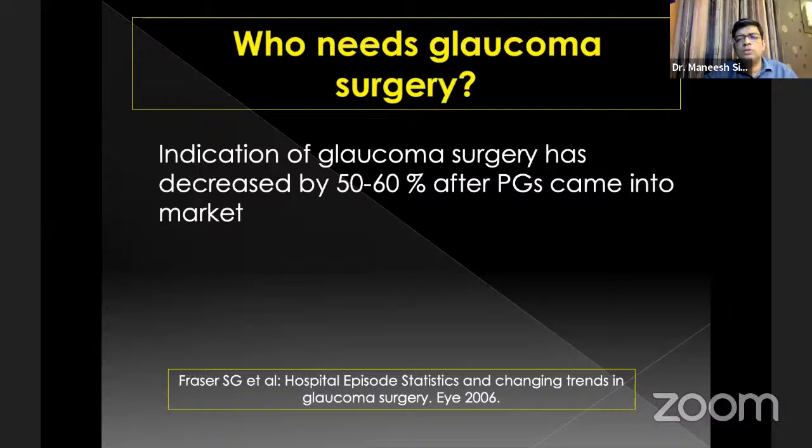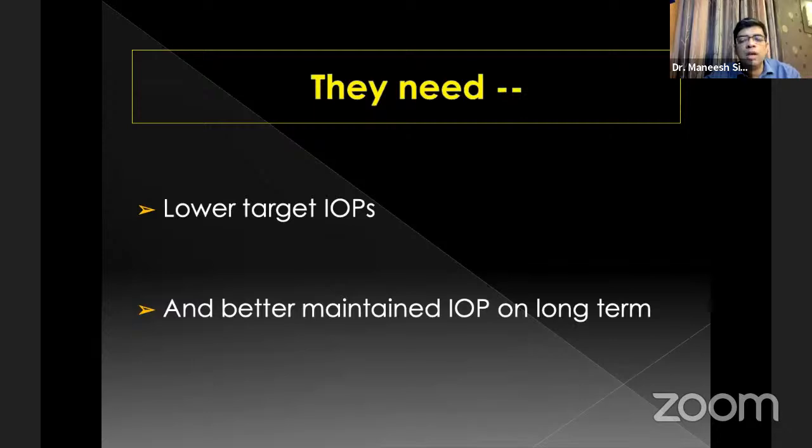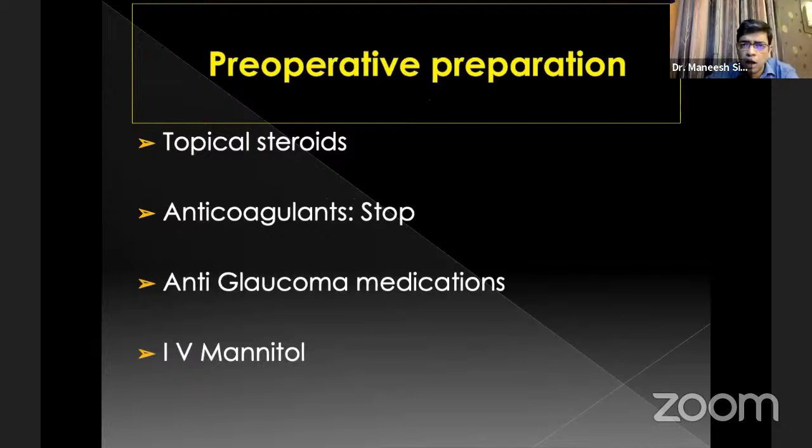With the use of so many anti-glaucoma medications, overall the indication for glaucoma surgery has decreased in last 2 decades, especially after the prostaglandin came into the market. But now the surgeries have become more demanding, because most of the patients whom we are operating are actually more advanced glaucoma and a lot of young patients. So there we need even lower target intraocular pressure. So in a way, the surgery has become more demanding than what it was.